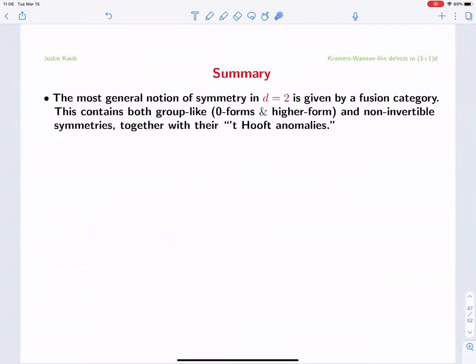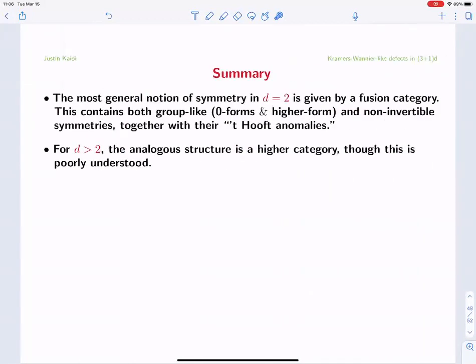So in the first part of the talk, I told you about the 2D case. There, the most general notion of symmetry was given by a fusion category, and this fusion category was really the whole shebang. It contained data both about the group-like symmetries, zero-form and higher-form. It also knew about the non-invertible symmetries, and it also knew about all of the generalized Hooft anomalies.